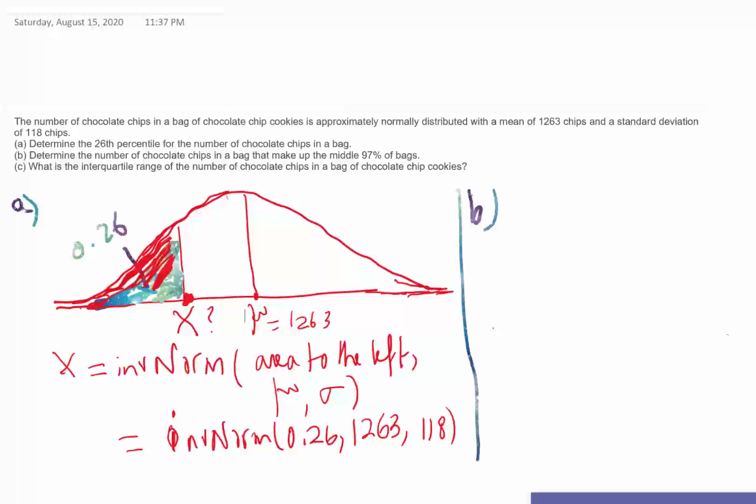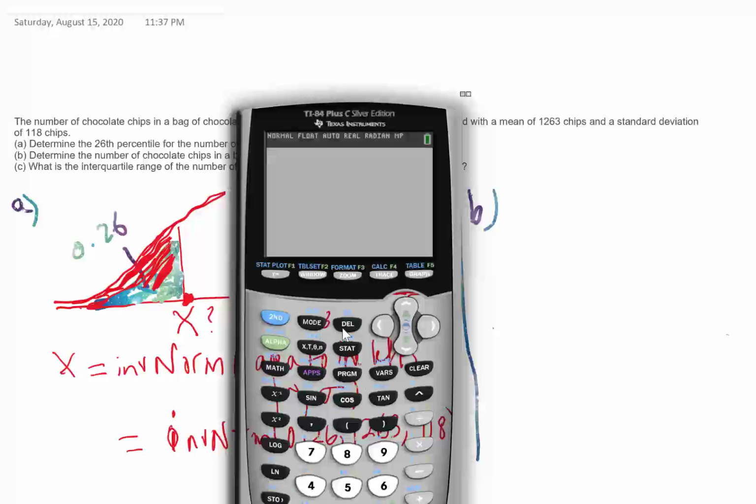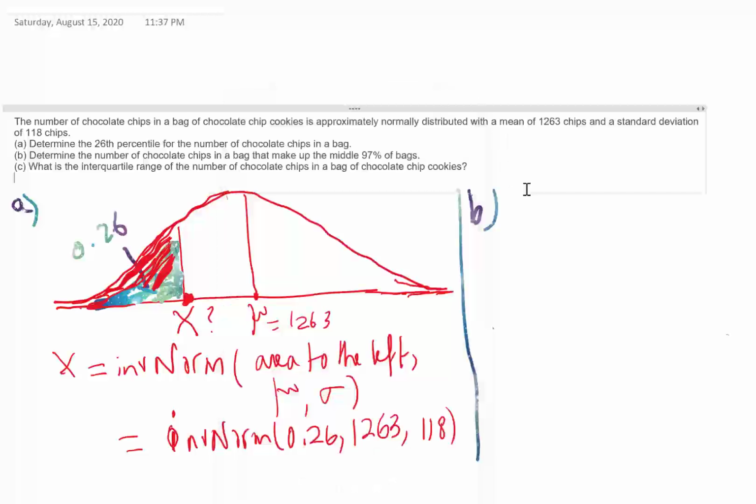Let me bring the calculator up. Here you go. So I'm going to turn it on. You go to second, variable, and it is inverse norm. So anytime you need to find the x value, it's an inverse norm. The area is 0.26 and the mean is 1,263 and the standard deviation is 118. Press enter, press enter again, and it is 1,187.